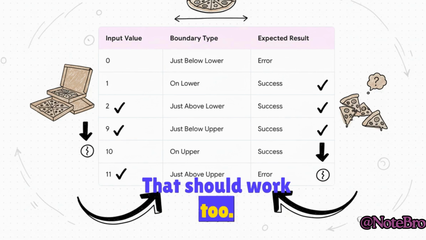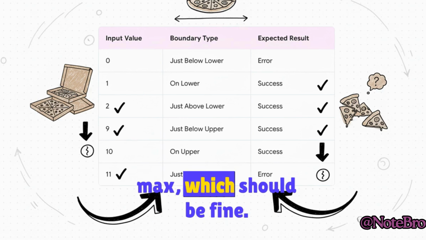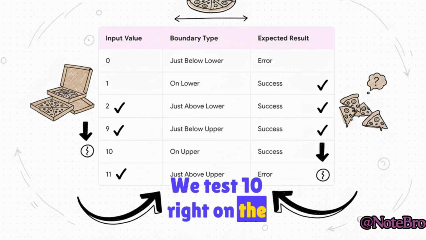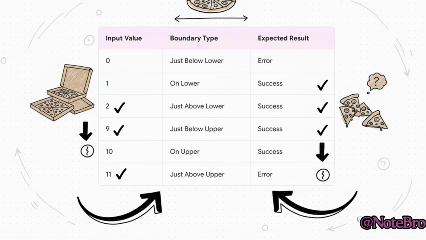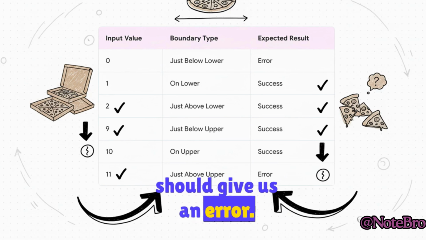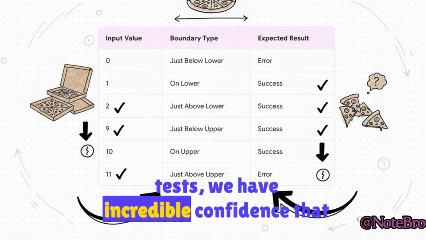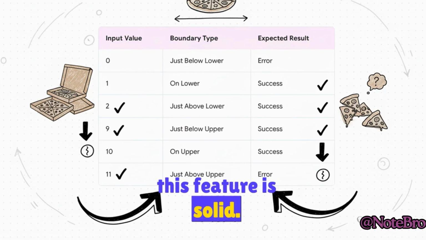That should work too. Now let's jump to the upper boundary. We test 9, just below the max, which should be fine. We test 10, right on the upper limit, expecting success. And finally, we test 11, just one step over the line, which should give us an error. And boom, with just those 6 highly focused tests, we have incredible confidence that this feature is solid.